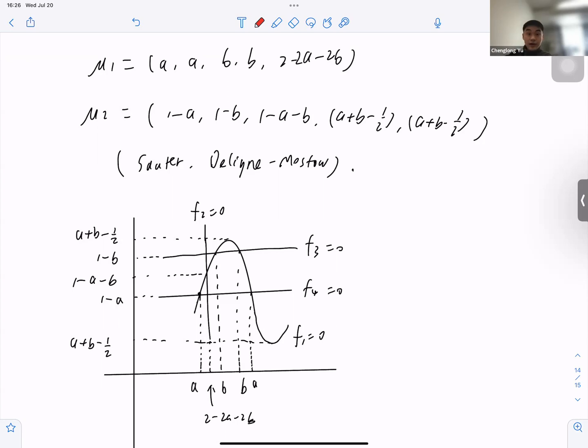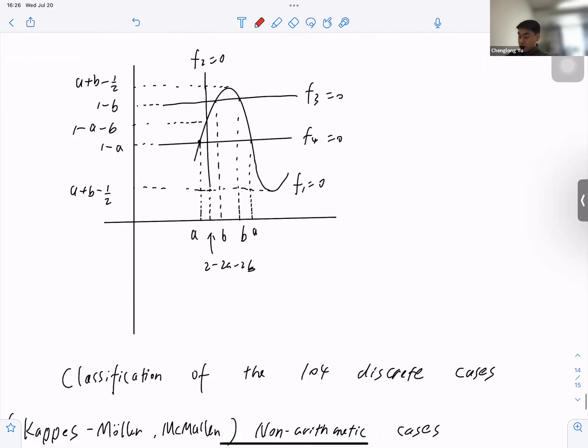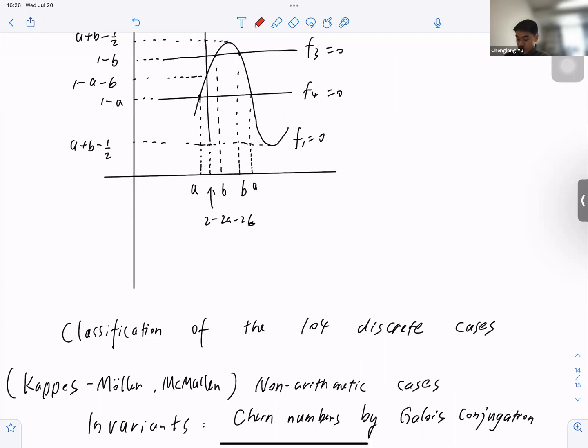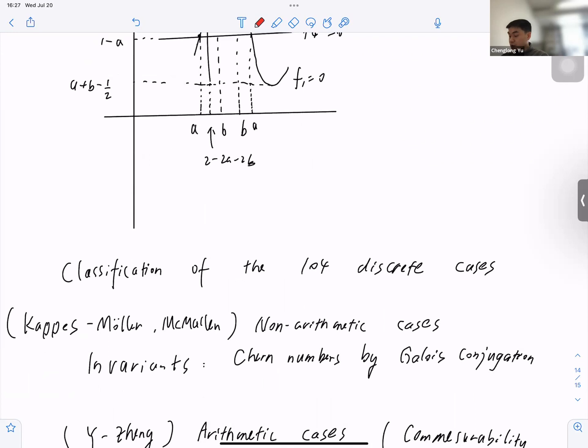So for the last 4 minutes, we mentioned the other classification, commensurability classification. So the classification of the discrete cases is almost done. For the non-arithmetic cases, Sauter and Deligne-Mostow's result relates some of them, but people didn't know whether those are all the commensurability results. So we need to find some commensurability invariants to distinguish those examples.